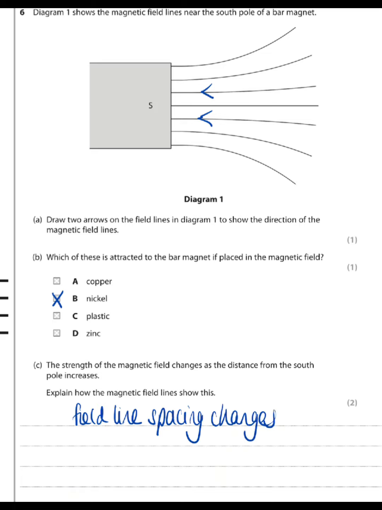Now the question refers to it changing, but you are therefore going to have to talk about how it is changing. And because the field lines are further apart, that is telling us that the field is going to be weaker. So the further away from the pole you move, the weaker the magnetic field strength becomes.